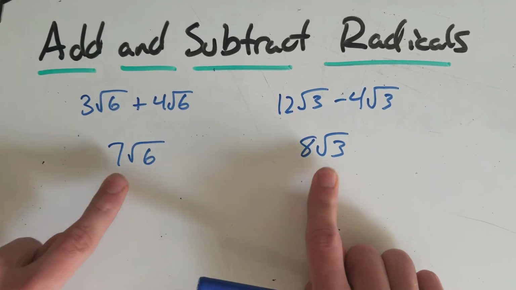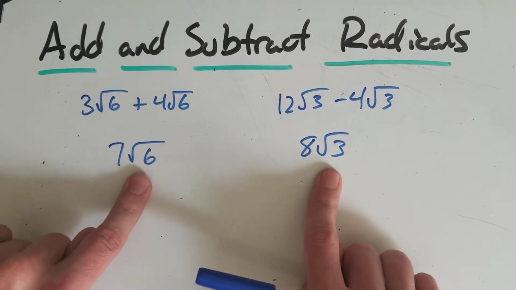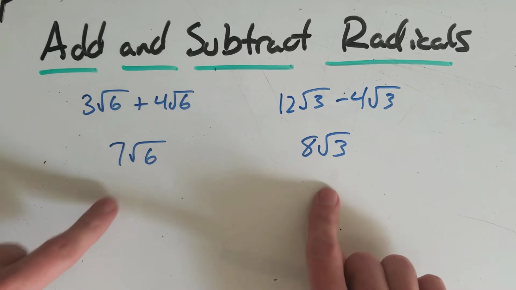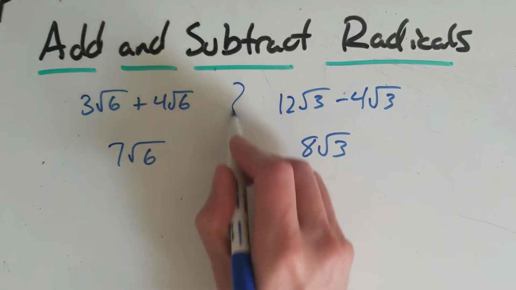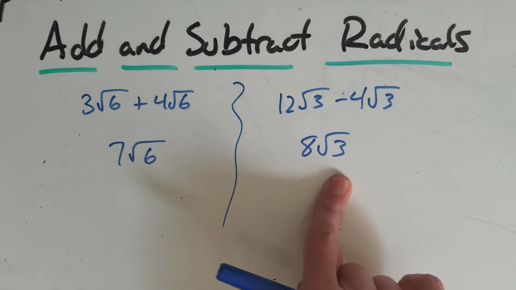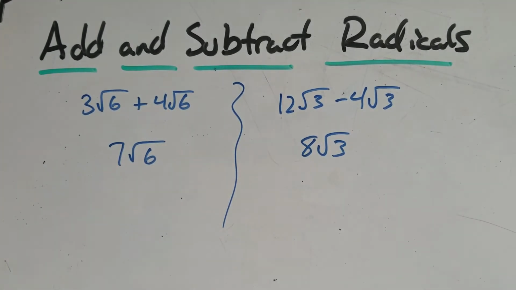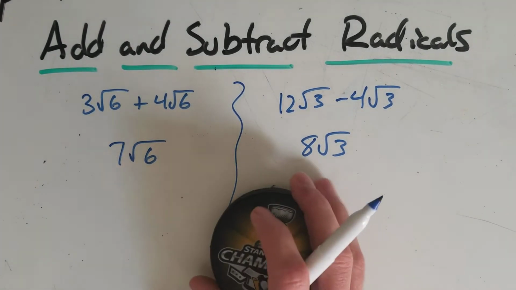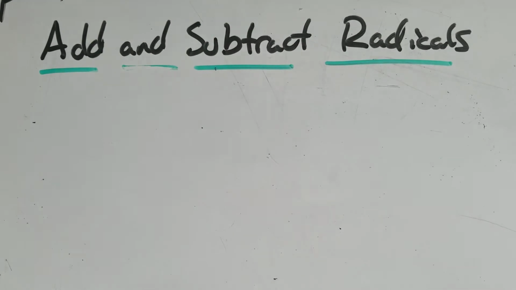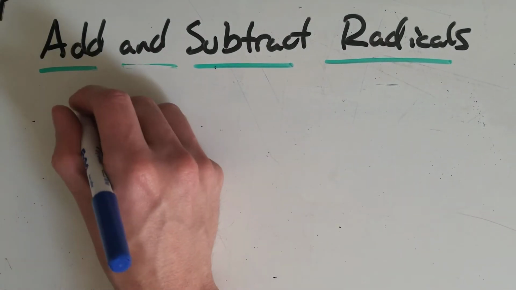Notice the two answers though, we could not combine those together. Those do not have the same radicand, so they would not be able to be combined together. But in isolation, each is in simplest radical form. So let's move on to the next slide where it gets a little trickier than just checking. We have to do a little more work.